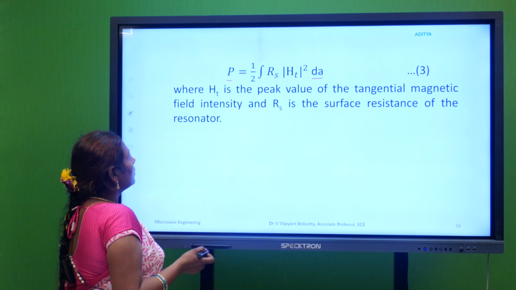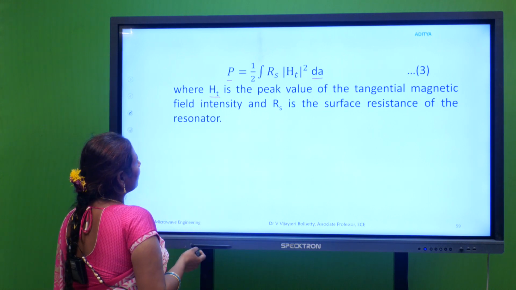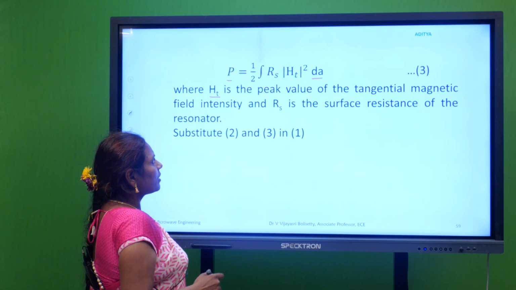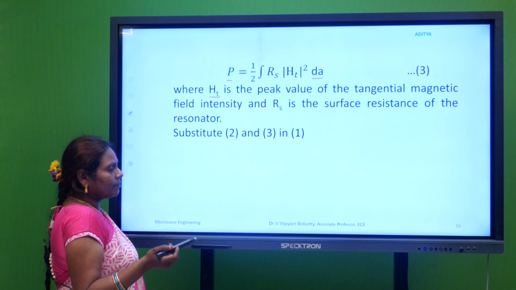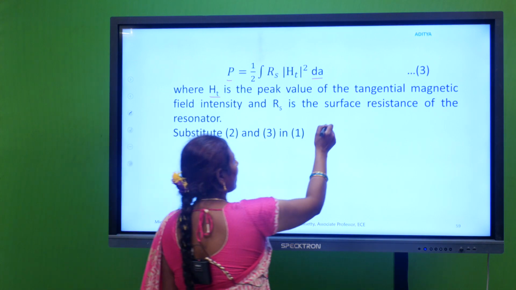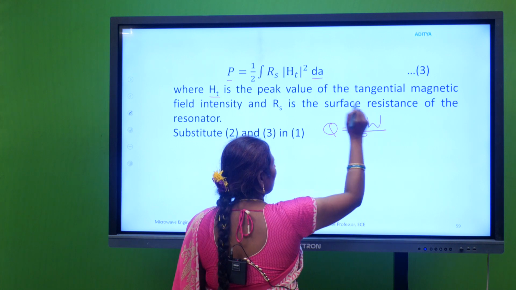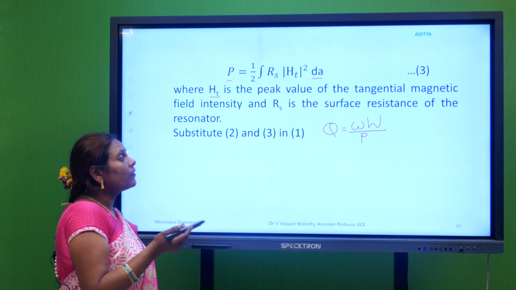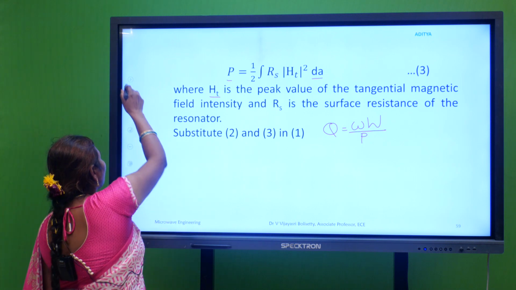Okay, and generally this Ht, the peak value of the tangential magnetic field intensity, is always twice that of the H square magnetic H square. And if we substitute that in 2 and 3, that means the energy stored and the power loss, in the Q factor definition, because we know that the Q factor Q is equal to omega W by P, where W is the energy stored and P is the power loss. So equation 3 represents the power loss and equation 2 represents the energy stored. So if we substitute these two, we can obtain the quality factor.